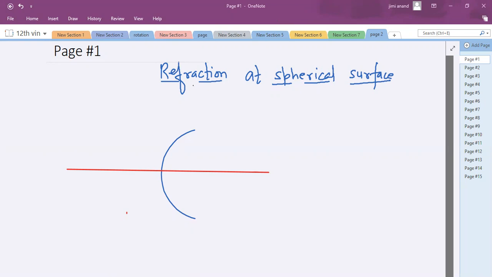Today we'll start refraction at plane surface. First we'll prove the formula, then we'll solve some problems on the basis of that formula. First of all, we have taken a spherical surface. This is the spherical surface.